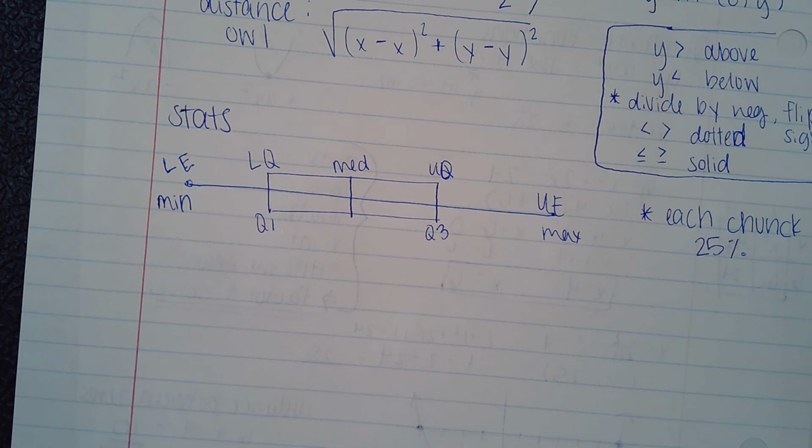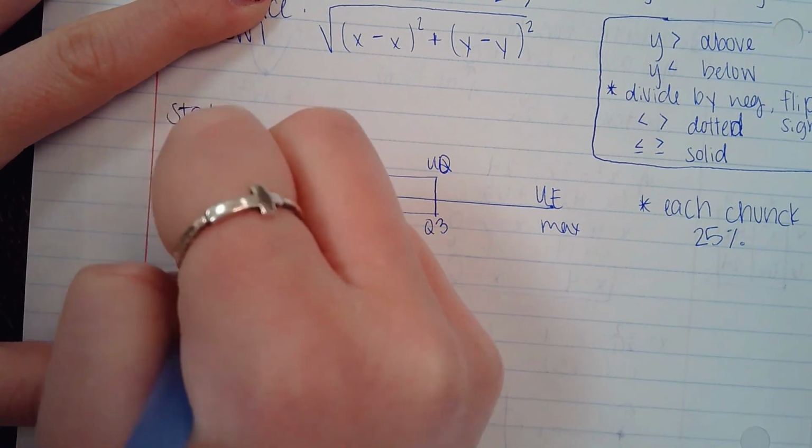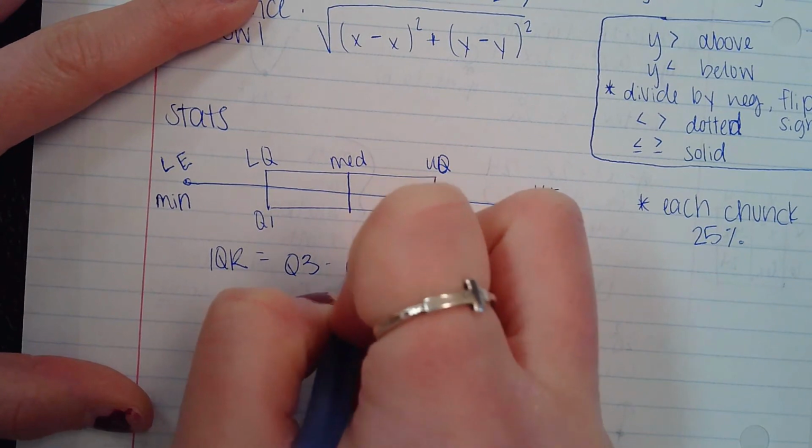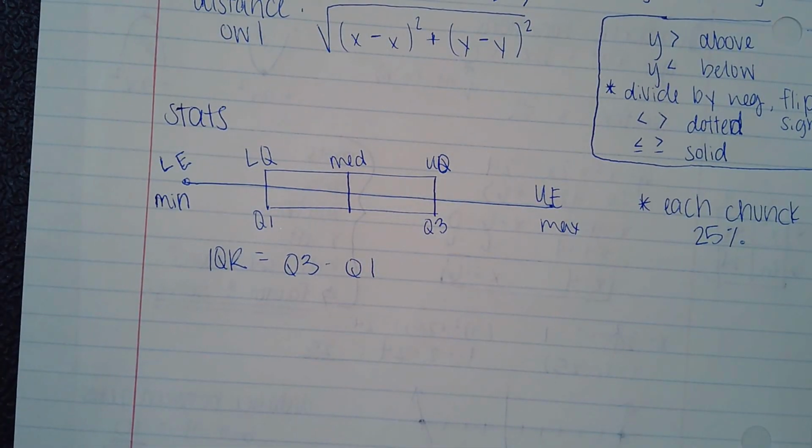Do you remember the more spread out it is, that's a higher variance. The smaller it is, the lower the variance or standard deviation. IQR, do you remember how to find that? Q3 minus Q1, perfect. So the bigger that number is, the more spread out your data is, the higher the variance and standard deviation. The smaller that number is, the closer together your data is, so your standard deviation and variance are going to be smaller.